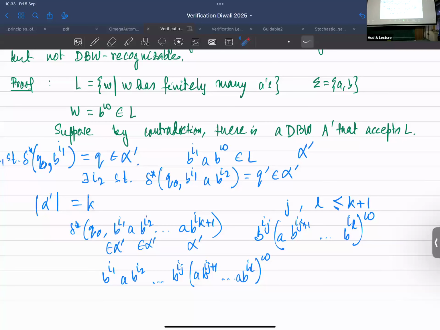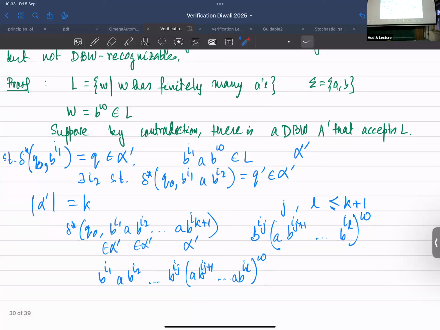Any question? So I start with this word B^omega, and then I can put some A's, and I can see that there is this factor which can be repeated infinitely often, and that will have infinitely many A's. So if you try to claim that there is a DBW for this language with finitely many A's, then we can indeed reach a contradiction. Okay, good.